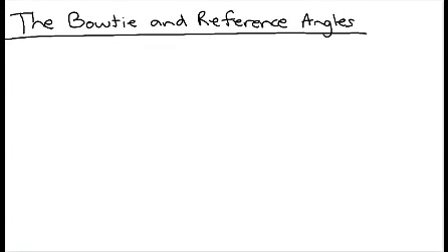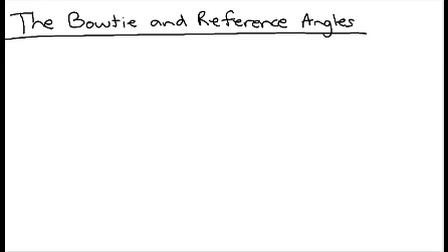All right, today we're going to cover a very important topic in trigonometry, talking about the bow tie. I don't know if you'll see that in a lot of textbooks that way, but you're going to see why we call it the bow tie. And it's a skill for finding the trig function of any angle.